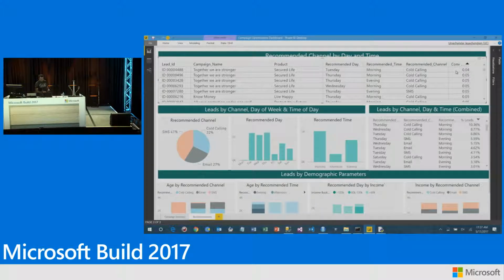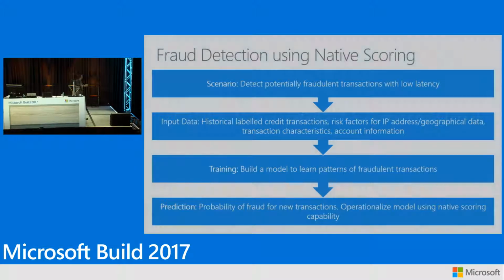Okay, let's look at what we have later. So that was campaign optimization. So this is something we are adding in 2017, what we call native scoring.